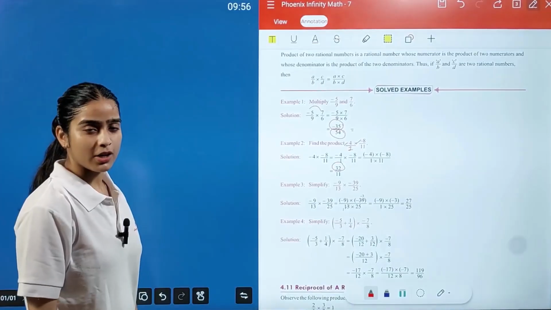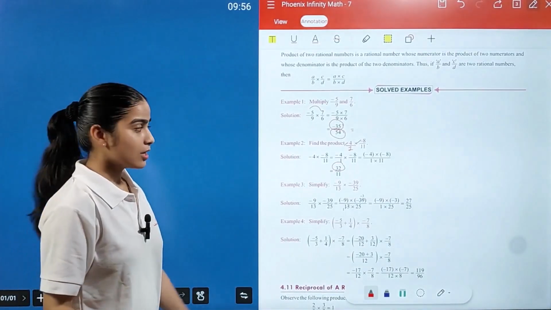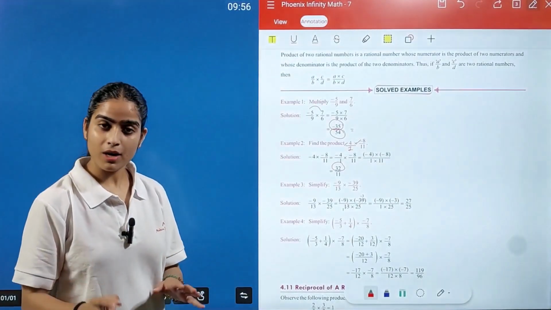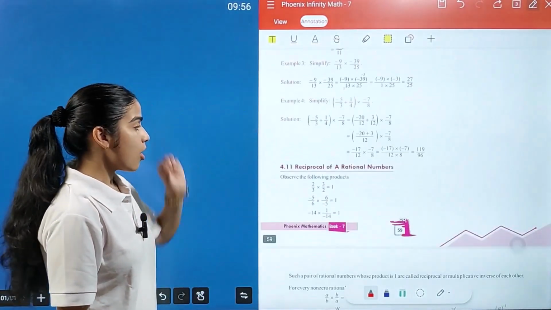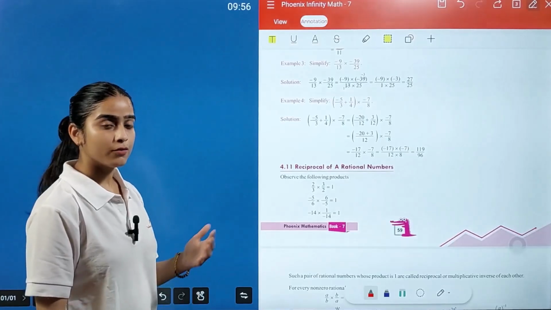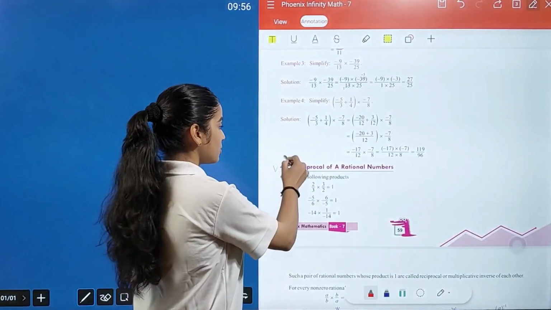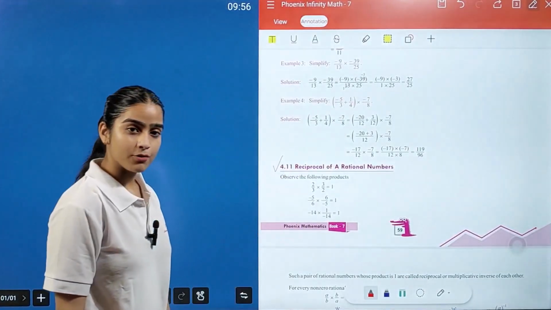We already did fractions. One advice from my side: if you want this chapter to become easier for you, first understand fractions and you will get all the concepts which you have to apply for the operations here. Okay, now for the division part, we have to understand the reciprocal of a rational number.